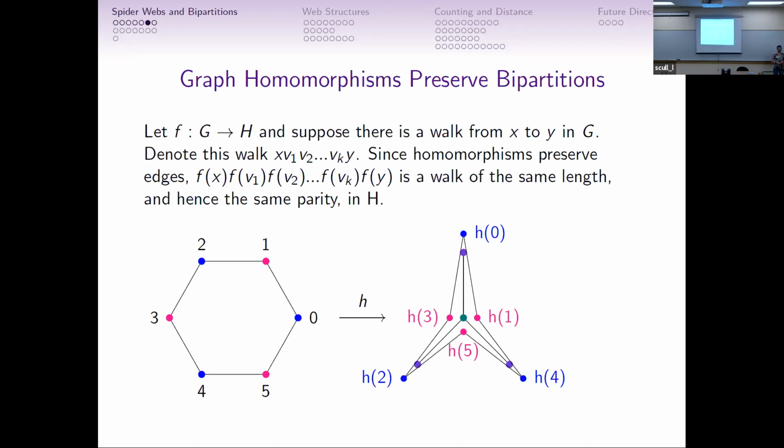And so if the walk 0 to 1 to 2 to 3 to 4 was a length 4 walk in my domain, the images of 0 to 1 to 2 to 3 to 4 are still a walk in my codomain. And since in a bipartite graph, vertices of the same color are separated only by even length walks, and I've preserved my even length walk, and my codomain is bipartite as well, the only option is that I've mapped all of my blues only to purples.